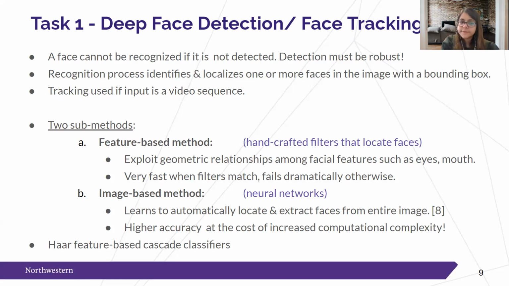So there are two sub methods: feature-based methods and image-based methods. Feature-based methods focus on the local features. They are local methods, and they exploit geometric relationships among the facial features. They really pass when the filters match or they fail dramatically otherwise. And image-based methods, generally convolutional neural networks, employ this. They learn to automatically locate and extract the faces from entire images, and they have higher accuracy, but this is at the cost of computational complexity.